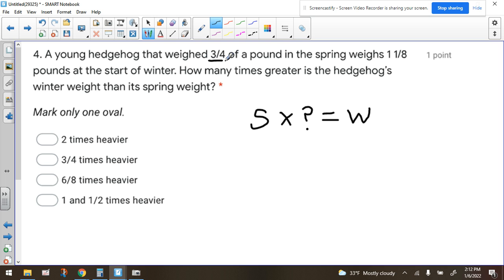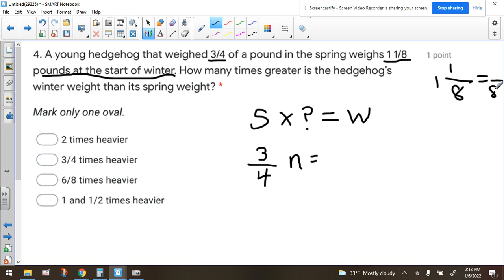So the 3/4 of a pound, it says a young hedgehog that weighed 3/4 of a pound in the spring. So let's put that underneath S for spring. And then we want to know how many times greater, so we'll just put a variable like N. And its winter weight was 1 1/8 pounds at the start of winter. Let's write that as an improper fraction. That would be equal to something eighths. 8 times 1 is 8, plus the 1 would be 9. So that's equal to 9/8.